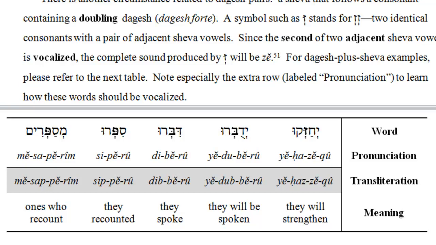The first word is yechazaku. Yechazaku. Are you hearing the little z for the zayin dagesh shava? The next word is yeduberu. The third, diberu. The fourth, siperu. And the last, mesaperim.